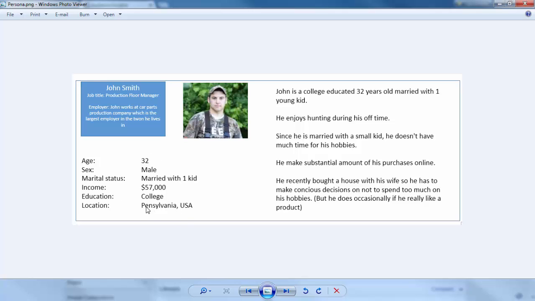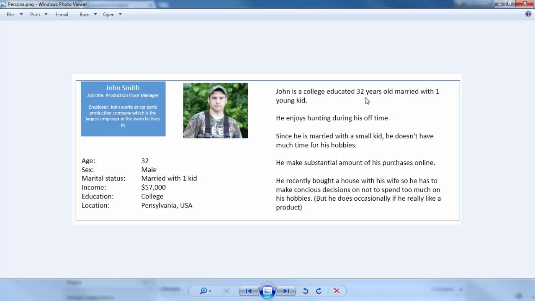And for location, instead of Texas, I'm saying Pennsylvania here because I did have some other data that I gathered. So maybe you can have two different personas, one from Pennsylvania, one from Texas. That's something that we can do based on the data we gathered.